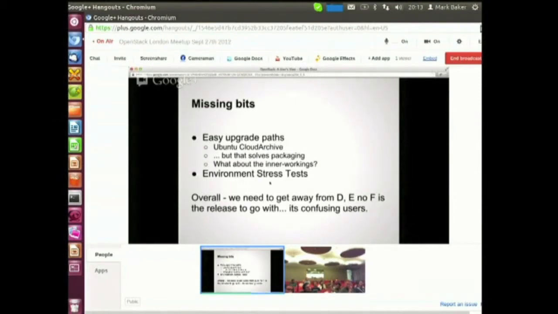But the one little bit of beef. So this is a little bit of ranting, I'm sorry. The other one, I just want to get away from all this: do you run Diablo? Do you run Essex? Do you run Folsom? I don't care, right? I feel sorry for people who come into OpenStack who are not used to the naming and all this version stuff. So we are on a very fast release cycle.